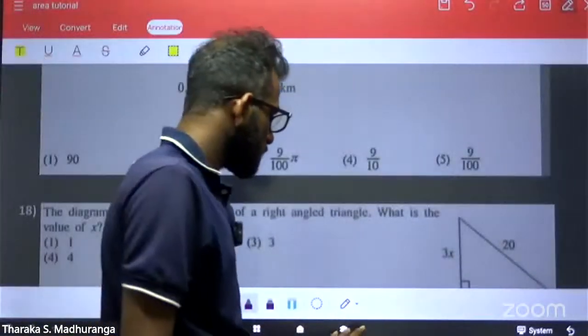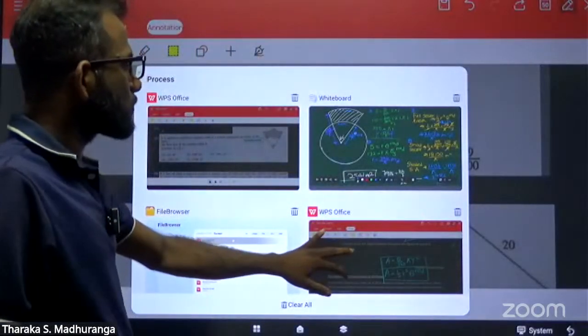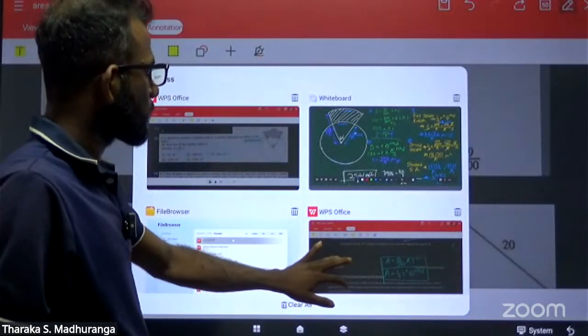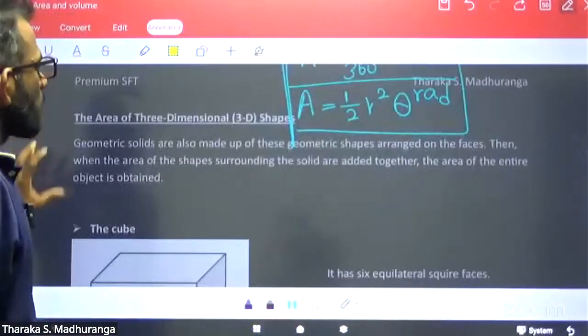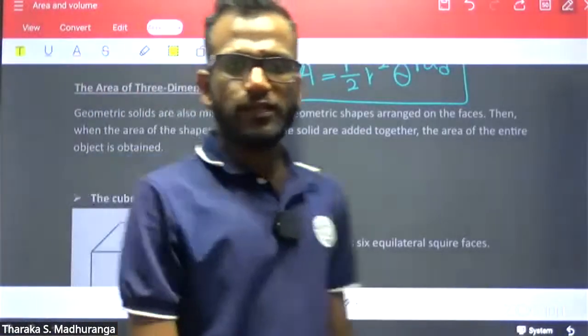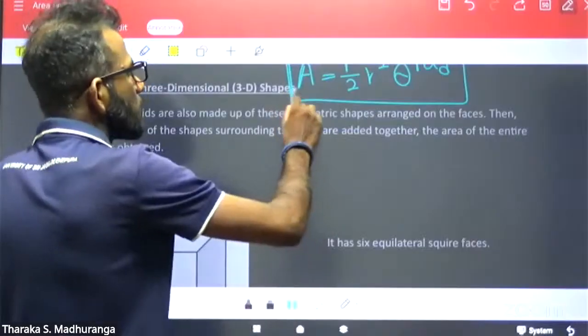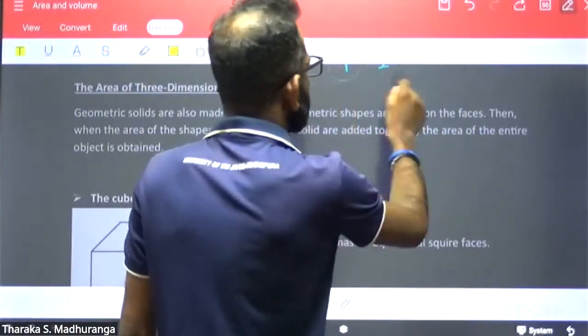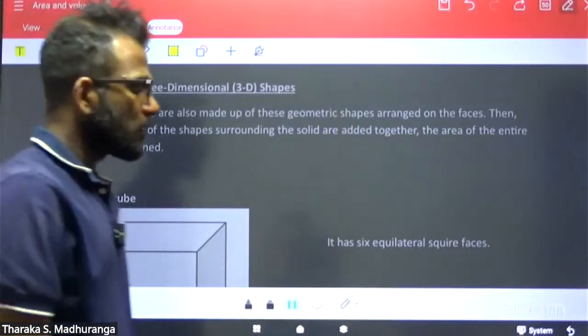Go to your book, area and volume. Okay, now this is today's lesson, the area of three-dimensional objects, 3D objects. Get your books.